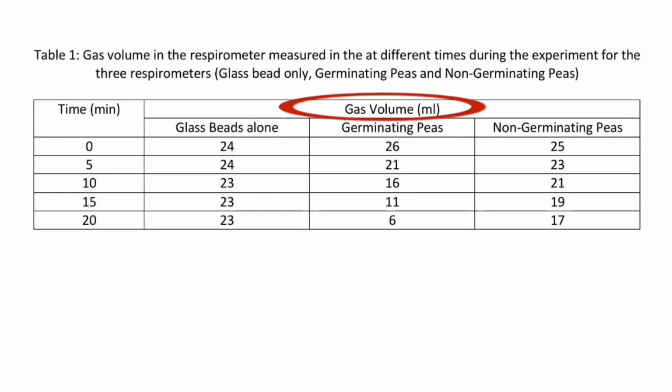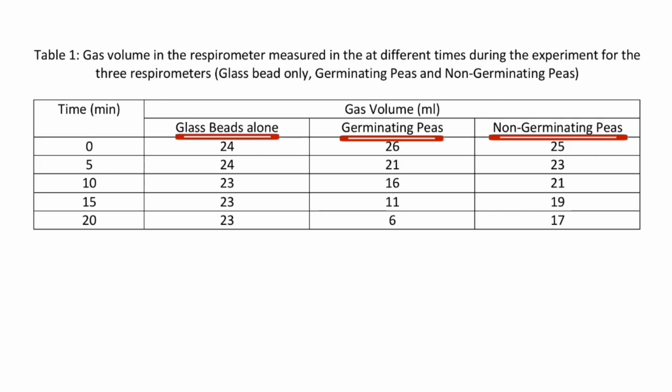In this example, the gas volume in the respirometer was measured in millilitres over a series of different times during the experiment, at time 0, 5, 10, 15 and 20 minutes during the experiment. And this was done for germinating peas, non-germinating peas and glass beads.